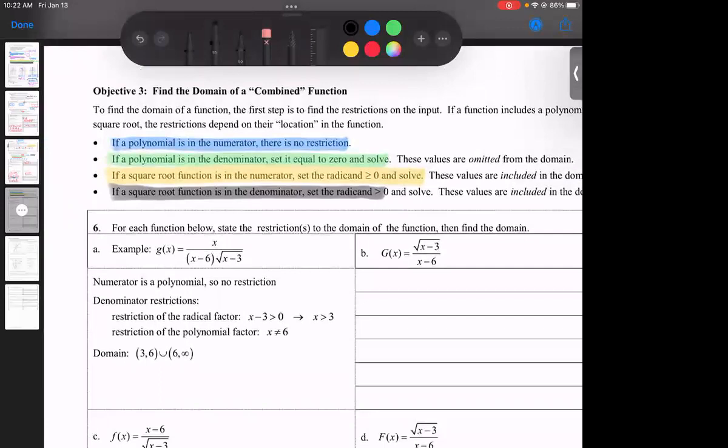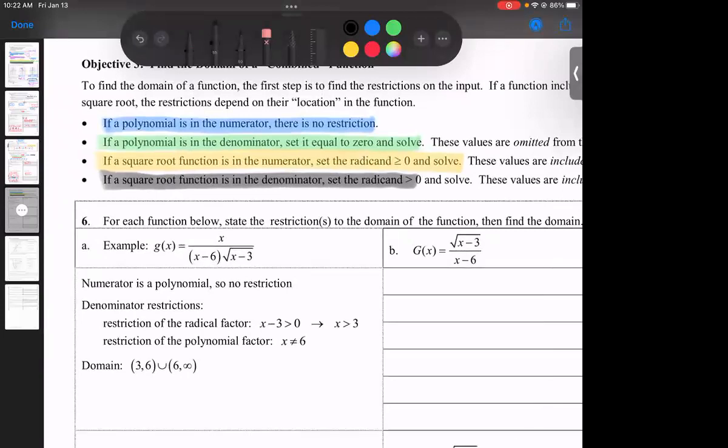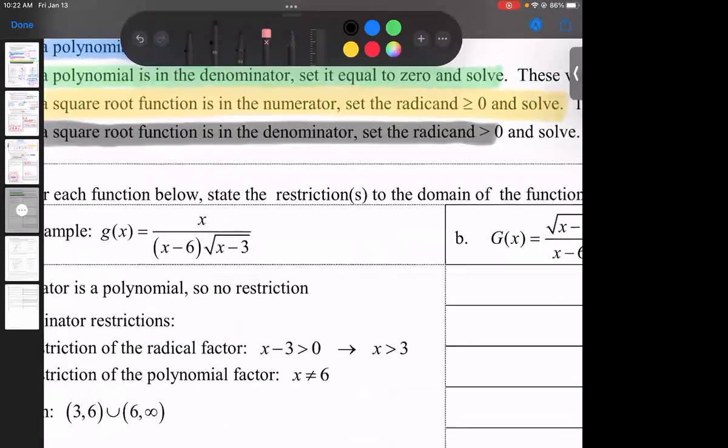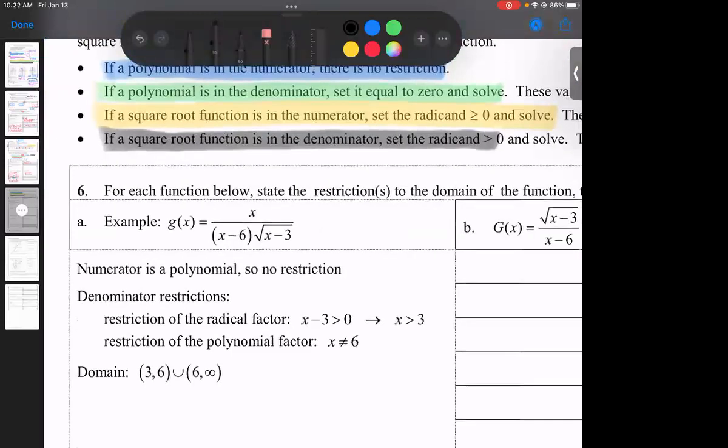So for example, 6a here. Do I do anything for the x in the top? No, right? It's a polynomial, right? What about x minus 6? Is it a polynomial? Yes, and it is in the denominator. What do you do? Yeah, you say it cannot be equal to 0, and then move on to the next one. So square root of x minus 3, what do you do? Yes, because. I'll highlight that so you know what I'm talking about.